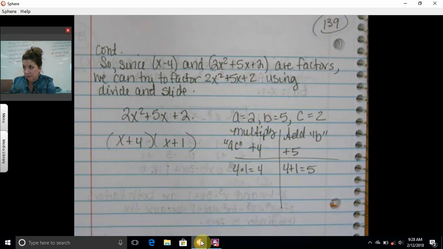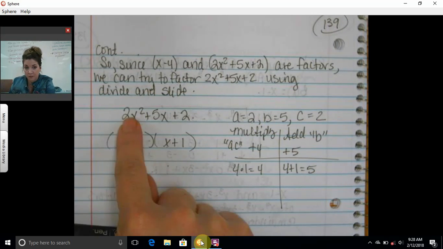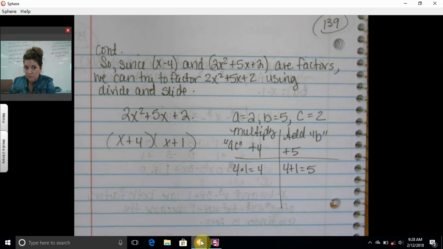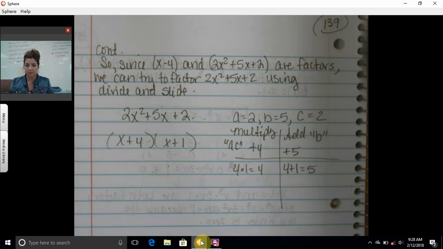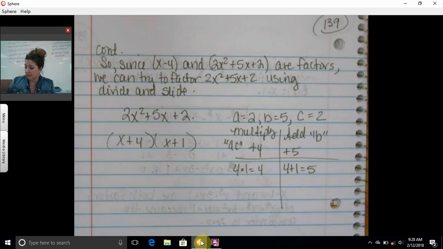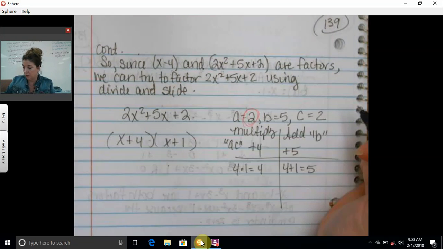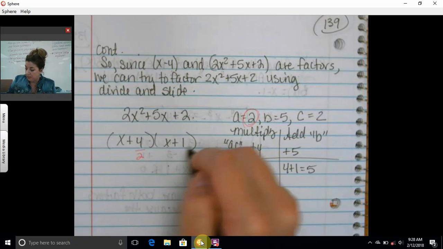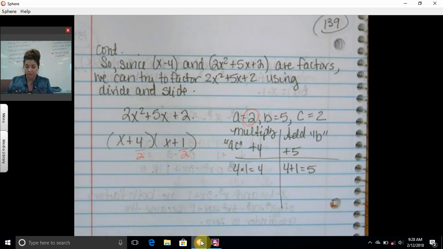Am I finished factoring? Is my first term times my first term my first term? Nope. Is my last term times my last term my last term? Nope. What have I not done? Divide and slide, because A is a number other than 1. So we have to divide or slide.